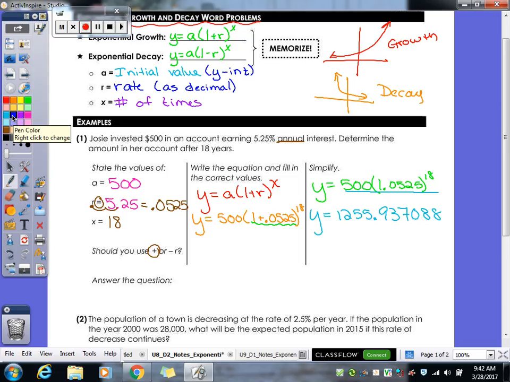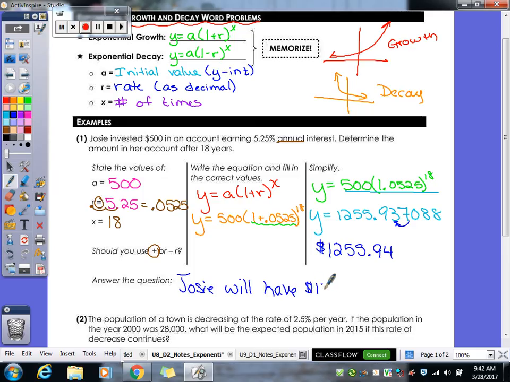Now this is kind of a problem where they're not going to tell you where to round, but we're dealing with money. How many numbers after the decimal can we have? 2. So that means I'm going to round to the 3, but this 7 makes the 3 turn to a what? 4. So it would be $1,255.94. So to answer the question, Josie will have $1,255.94.